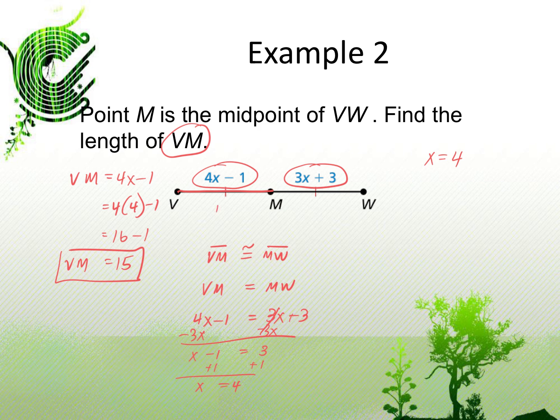I know if VM is 15, I know MW is also going to be 15, and I know that the entire segment, VW, will be the sum of those two, or 30. But again, this is what they wanted to know, so this is all I needed to answer here.